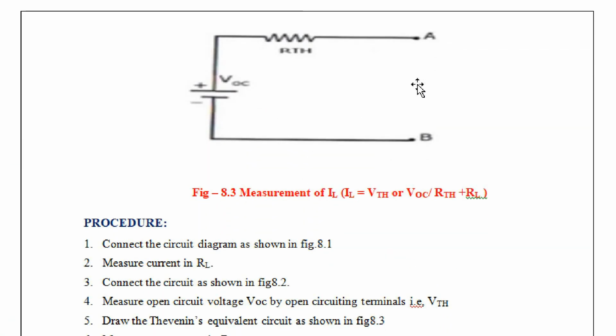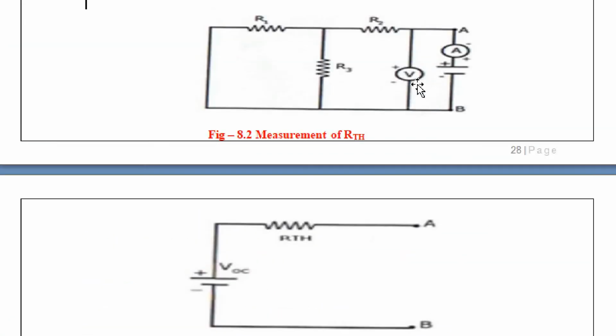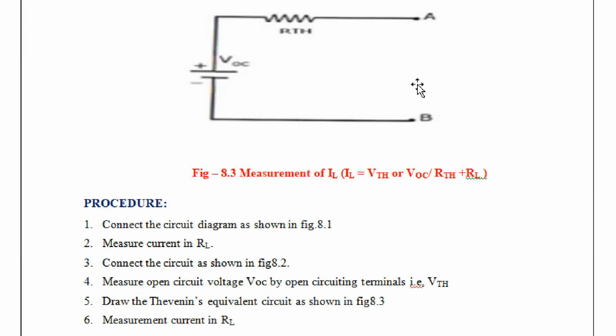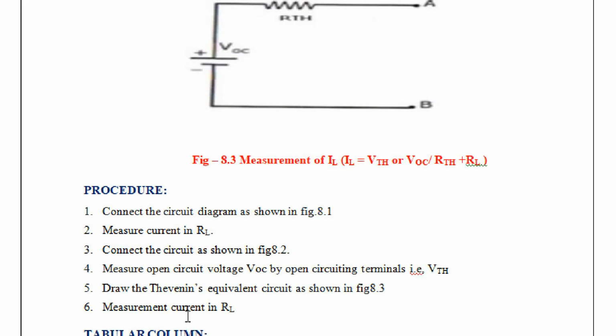Connect the circuit as shown in figure 8.2, and measure the open circuit voltage, that is VOC, by open circuiting the terminals, that is VTH. And draw the Thevenin's equivalent circuit as shown in figure 8.3. Then measure the current in RL.